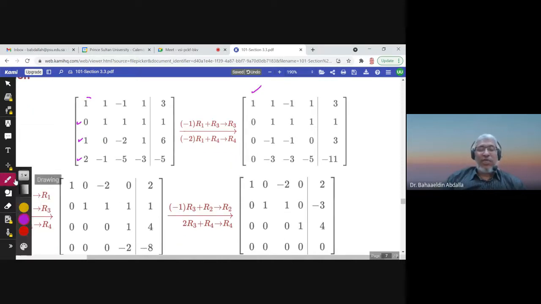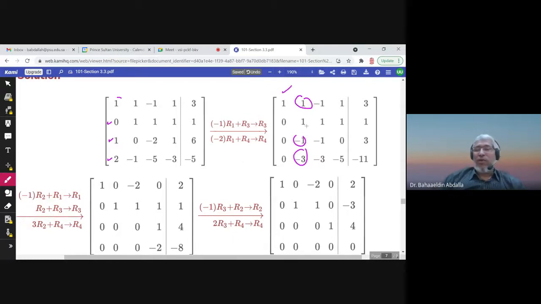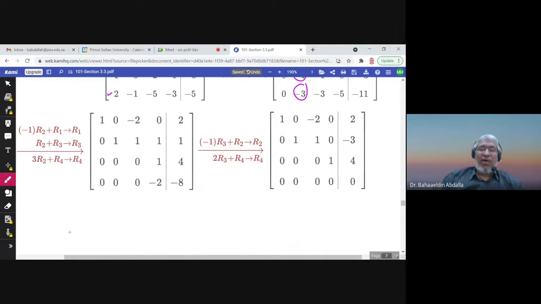Now I move to the second row. Okay. This number has to be 1. Good. It is already 1. So I use this one to make these numbers zeros. This one, this one, this one have to be zeros. Okay. How to make them zeros? Well, this is 1. So I multiply row 2 by negative 1: negative 1 row 2 plus row 1. This is negative 1, so row 2 plus row 3. This is negative 3, so 3 row 2 plus row 4. And now I have finished column 1 and column 2.